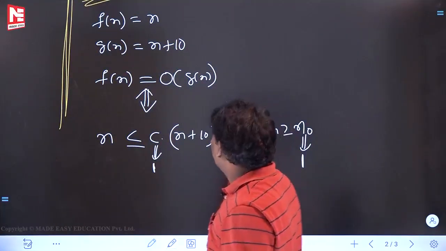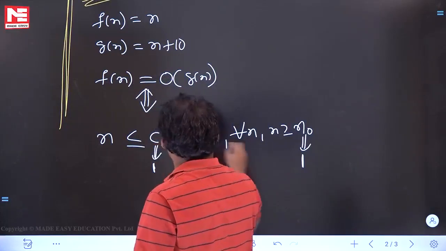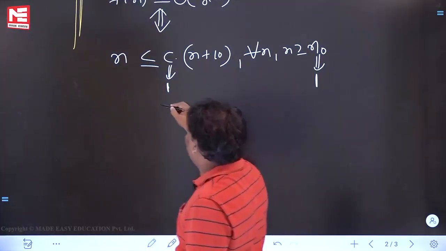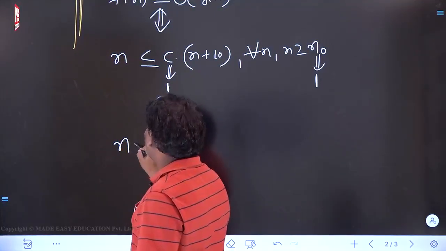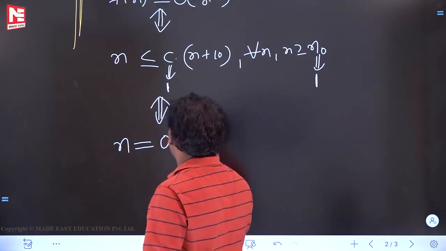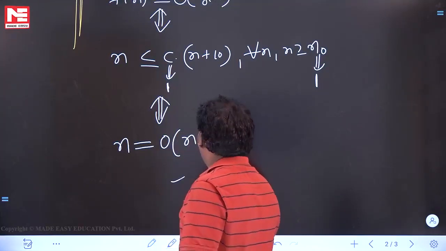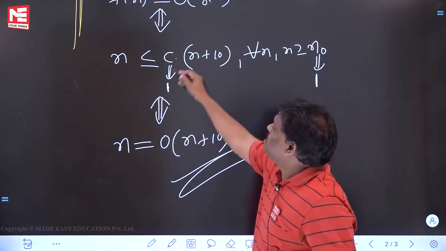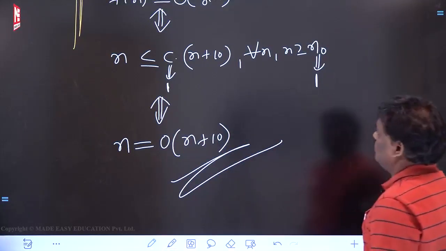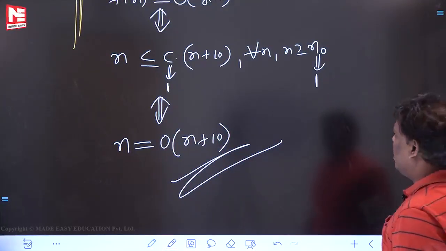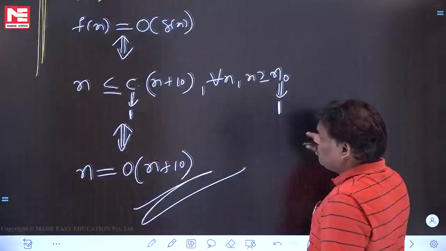Now, I have to satisfy this definition. Yes, I satisfied it. Can you say the final conclusion? Final conclusion: n is big O of n plus 10. Between the two functions, this relation holds good, so I can say n is big O of n plus 10. I'm thinking you are almost okay.